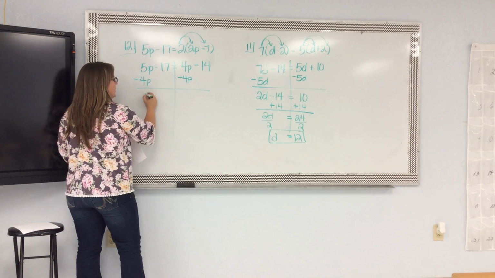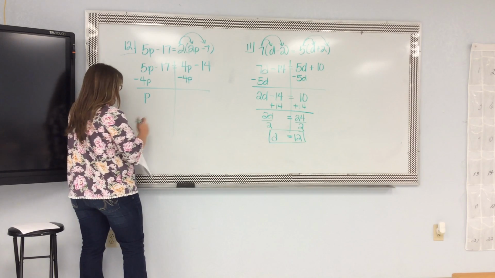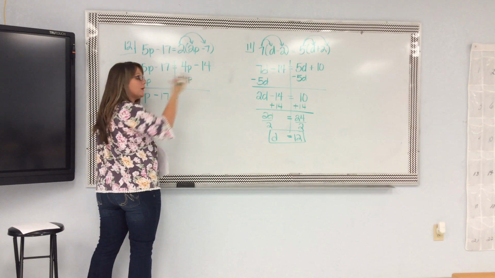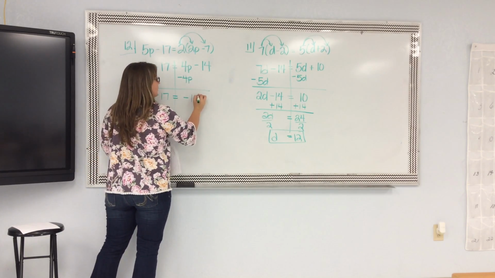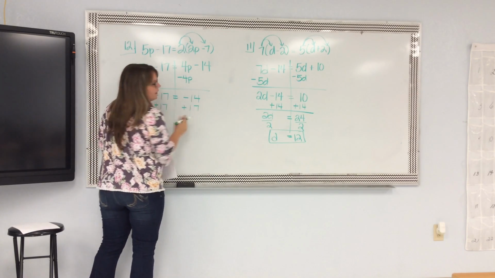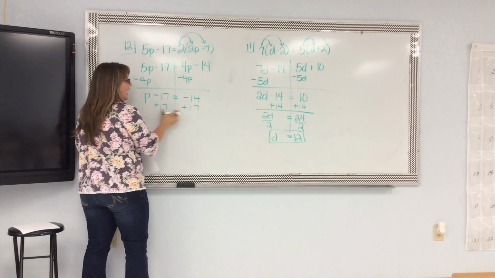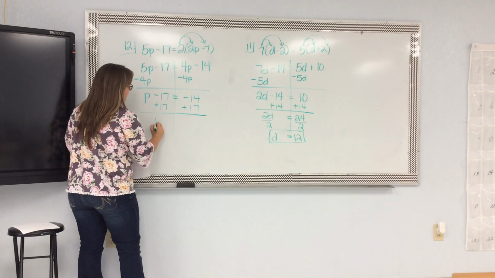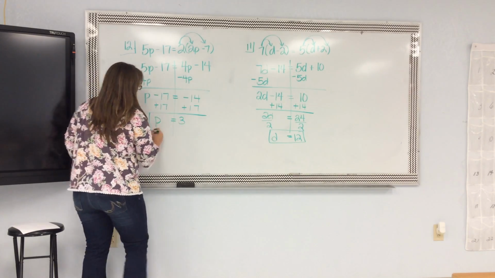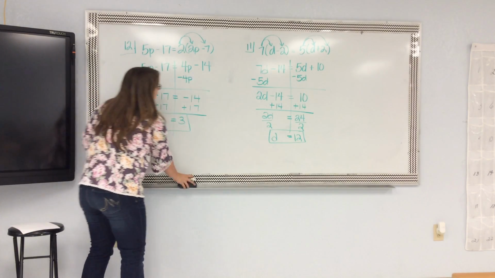5p minus 4p is 1p, or I can write that as just p. My negative 17 comes down, equals 4p minus 4p goes away, leaving me with a negative 14. To get rid of this negative 17, I add 17 to both sides. So p is now equal to a positive 3. Plug that 3 back into your problem and make sure it gives you a true statement.